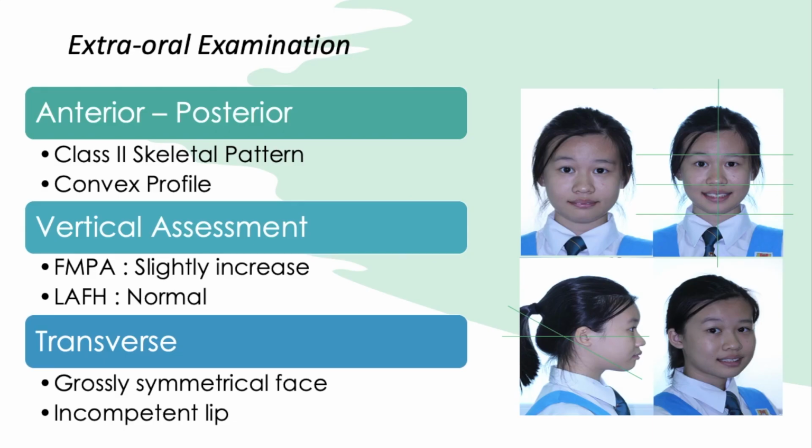Extraorally, she presented with a class 2 skeletal pattern with a convex profile. For vertical assessment, she has a slightly increased Frankfurt mandibular plane angle, where both lines intersect in front of the occiput. She also has a normal lower anterior face height. Transversely, her face is grossly symmetrical with incompetent lips.